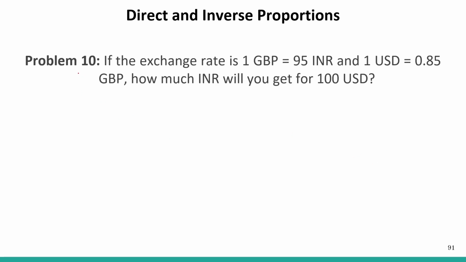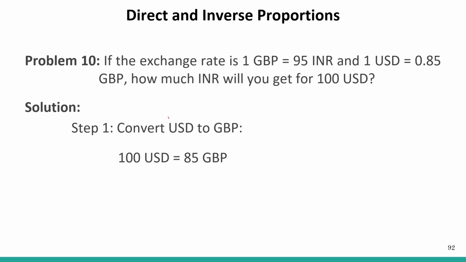So let's see problem number 10. So if the exchange rate is 1 Great Britain pound is equal to 95 rupees and 1 US dollar is equal to 0.85 Great Britain pound, then how much Indian rupee will you be getting for 100 US dollars? Okay, so let's find out. So converting US dollar to Great Britain pound. So 100 US dollars is equal to 85 GBP, that is the 85 Great Britain pounds, right?